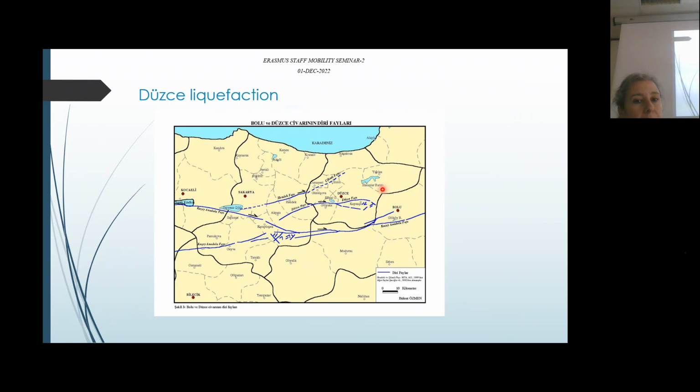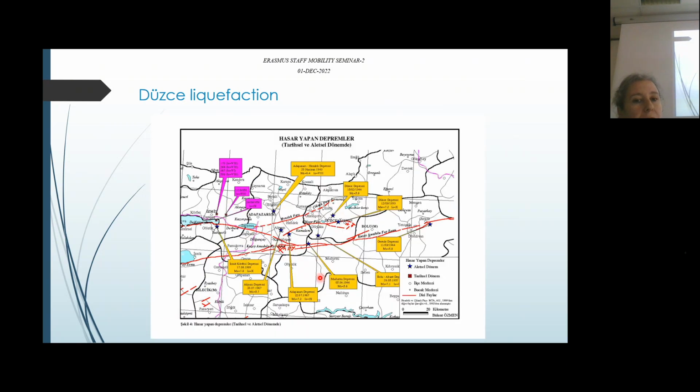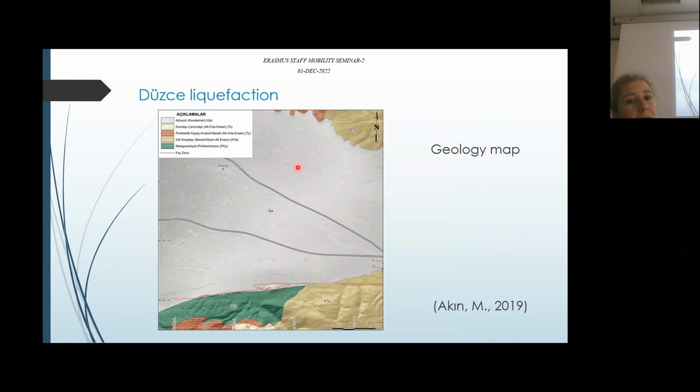And here you can see the location of Düzce, and this is the branch of the North Anatolian fault zone that occurs in this area. And here you can see the biggest earthquakes that occurred in that region before and after the 1999 earthquakes. For this geology map, it is quite alluvial material, and there are some settlement areas. Also, we need to discuss the settlement degree depending on the liquefaction effects that occur as a secondary effect in that region.